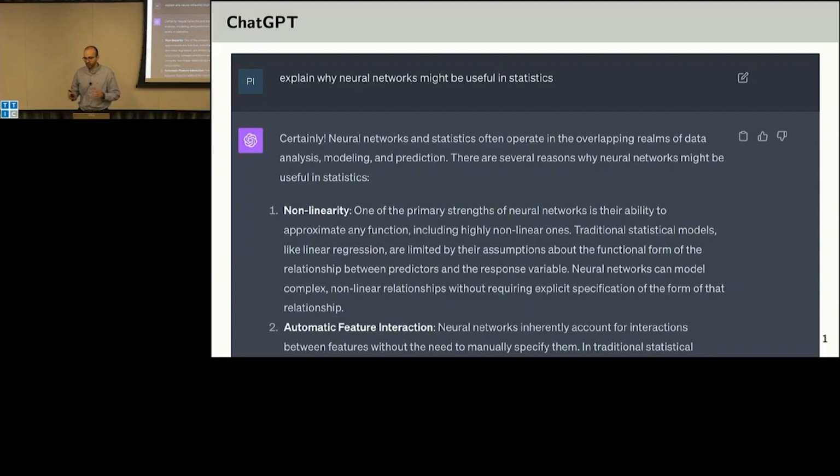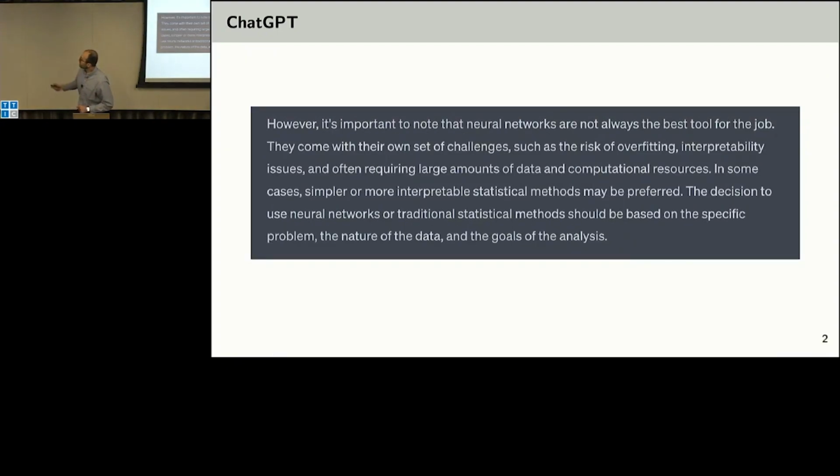So we have seen the impact of deep learning for a long time now, and lately ChatGPT became really mainstream. So I asked ChatGPT to explain why neural networks might be useful in statistics. Statistics is a domain where I work a lot, because convex optimization is really useful and popular in statistical methodologies. And it said, well, certainly neural networks and statistics operate in overlapping realms. In statistics, you might have nonlinearity, you might have interacting features which are very complex, so neural networks might be ideal to model it. It also says it's important that neural networks are not always the best tools for the job. They can overfit. They lack interpretability and so on.